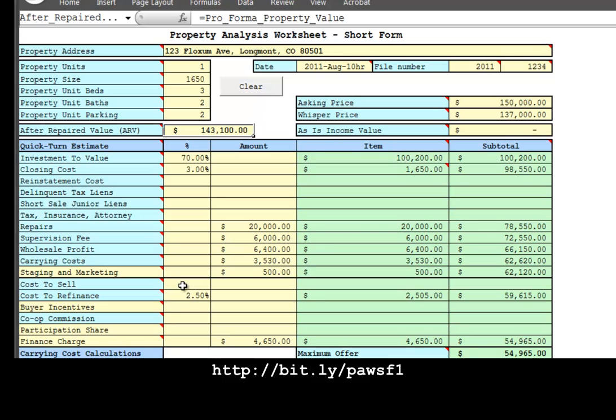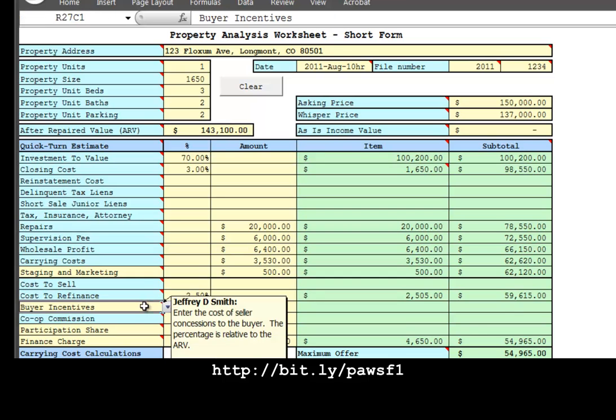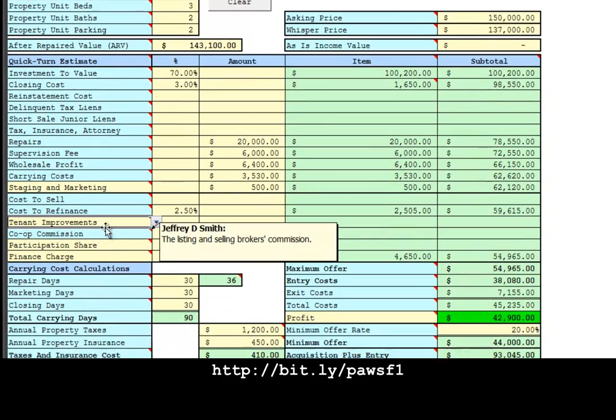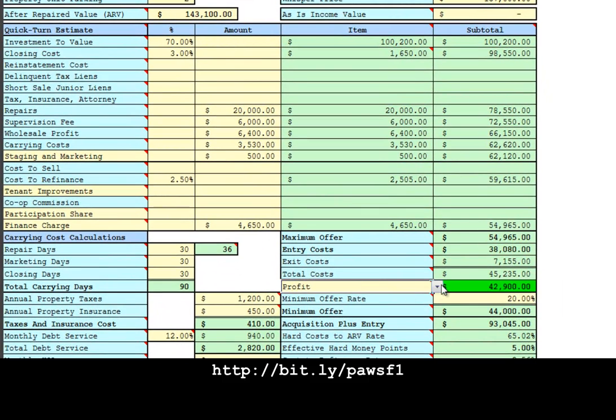We have deleted the cost to sell and the buyer incentives, and the cost to refinance is now set to 2.5%. The profit is no longer profit, it's actually retained equity because we're not selling the property, we're just refinancing it.